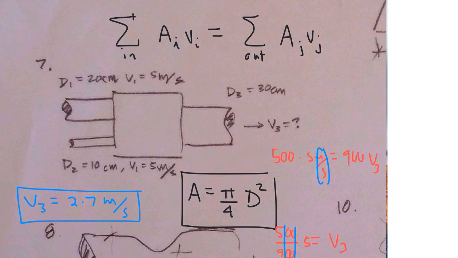Using a calculator, V3 is 2.8 meters per second. Does that make sense? Is it less? Larger diameter, so I'm expecting it to be less than this incoming velocity. It looks good.